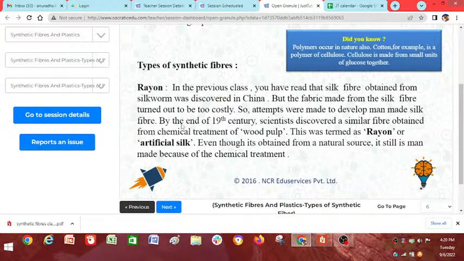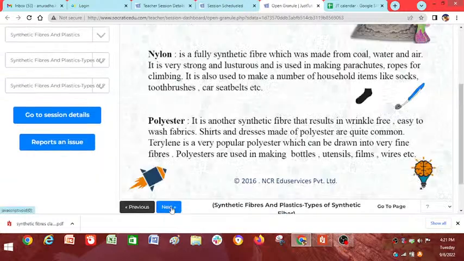So even though it is obtained from a natural source, it is still man-made because of chemical treatment. So yes, that is made from wood pulp. So it is natural, but after doing some chemical treatment on that particular wood pulp, we form rayon. So that is the reason it is not called the real silk. It is known as artificial silk. So I hope you are clear about rayon. So let's move to the next slide.